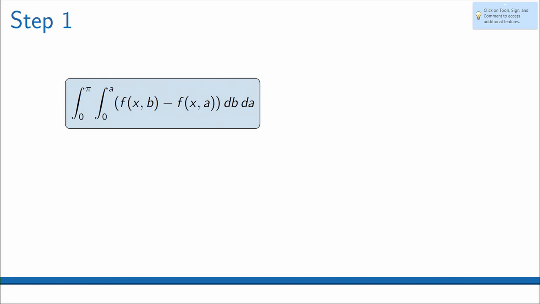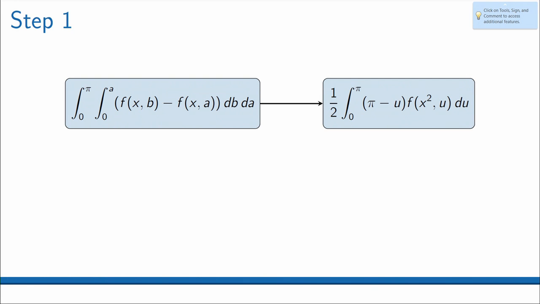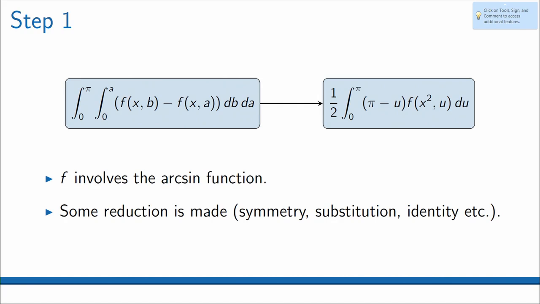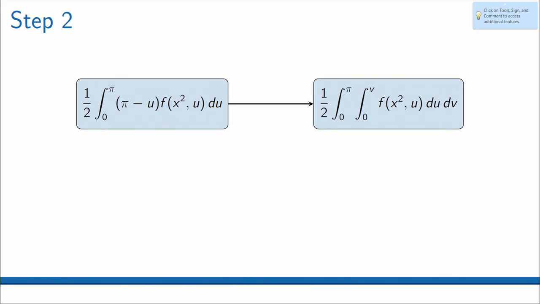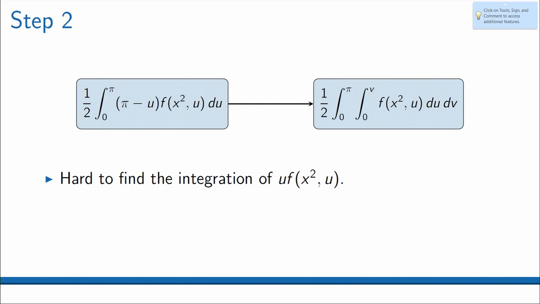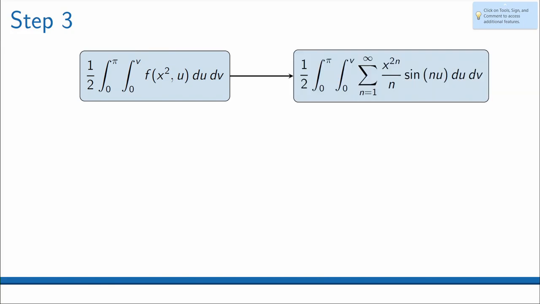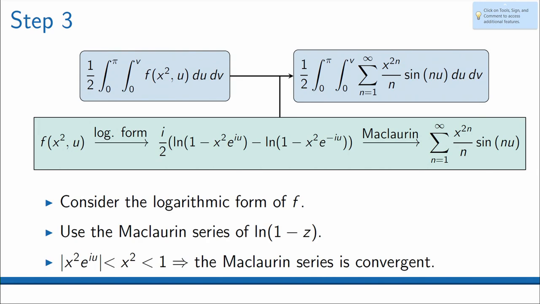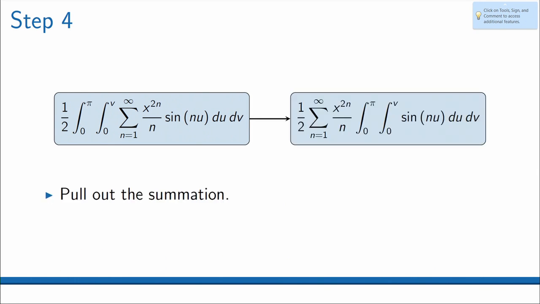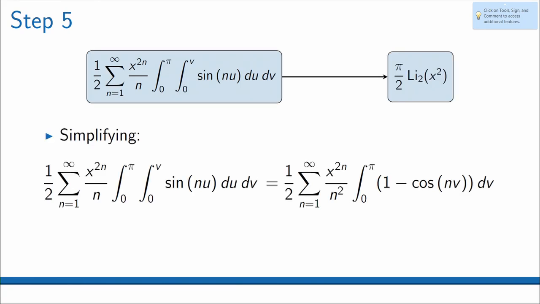Firstly, this is an integral in the probability function, and we can transform it into a single variable integration through some symmetry, substitution, etc. And then from this single variable integration, we'll transform it back into a double integration because the integration of u times the function f is hard to find. Notice that the order of the integration is changed as well. And then we can make this integral into an infinite series through these steps, which is by considering the logarithmic form of f and the Maclaurin series of the logarithmic form, which is convergent because of the reason shown. And finally, we'll pull the summation out, and by some simplifications, we get the desired results.